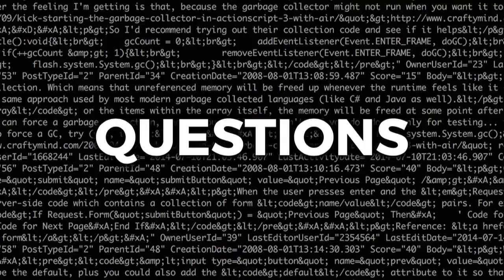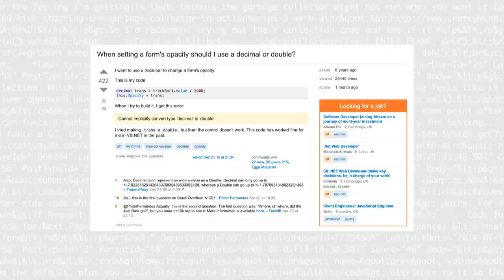So, I looked at some Stack Overflow questions and profiles, etc. This is actually the first ever question on Stack Overflow. It's asking about setting form opacity.